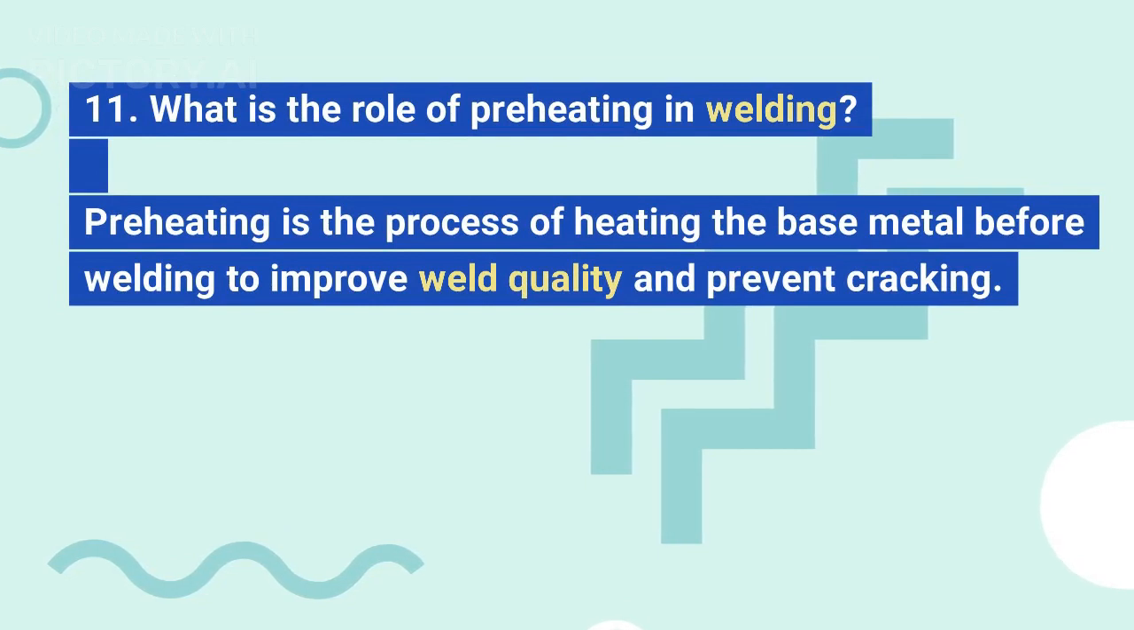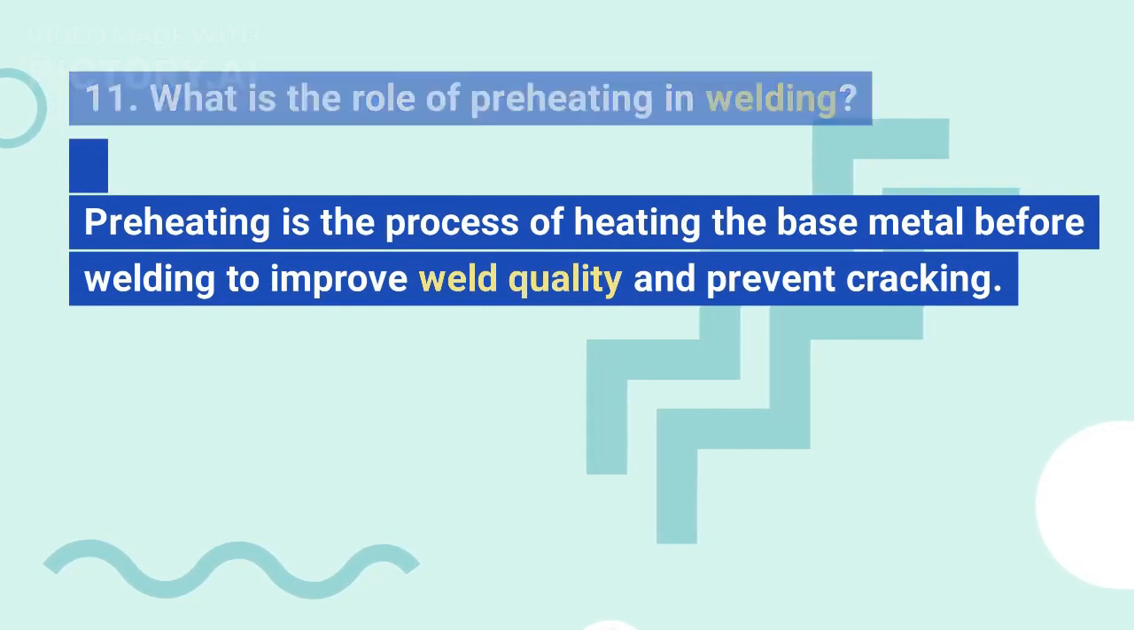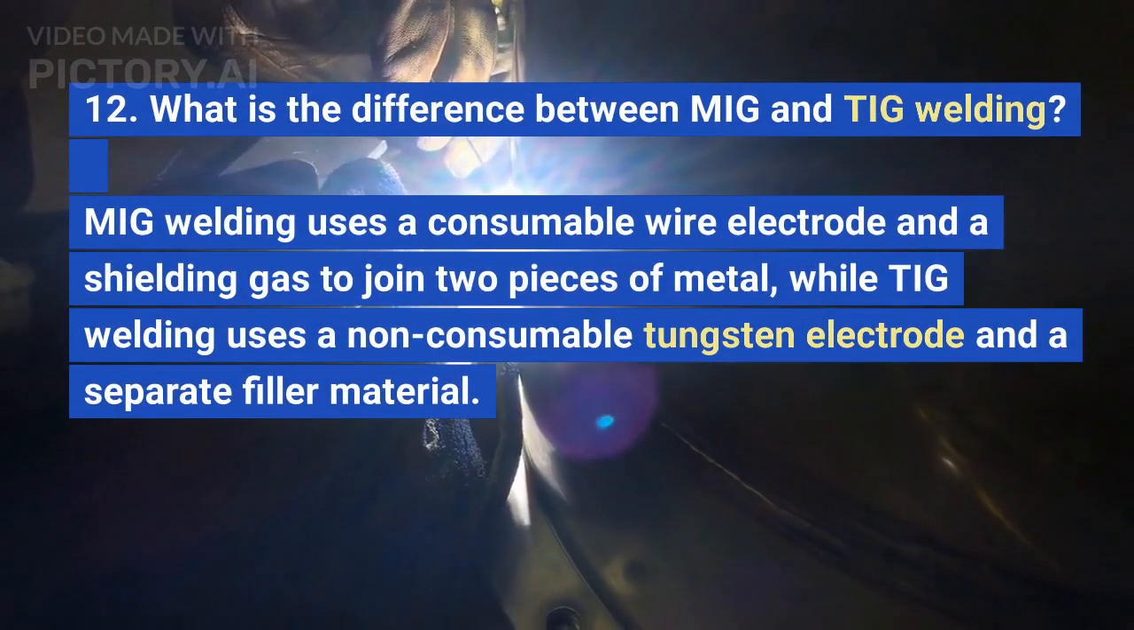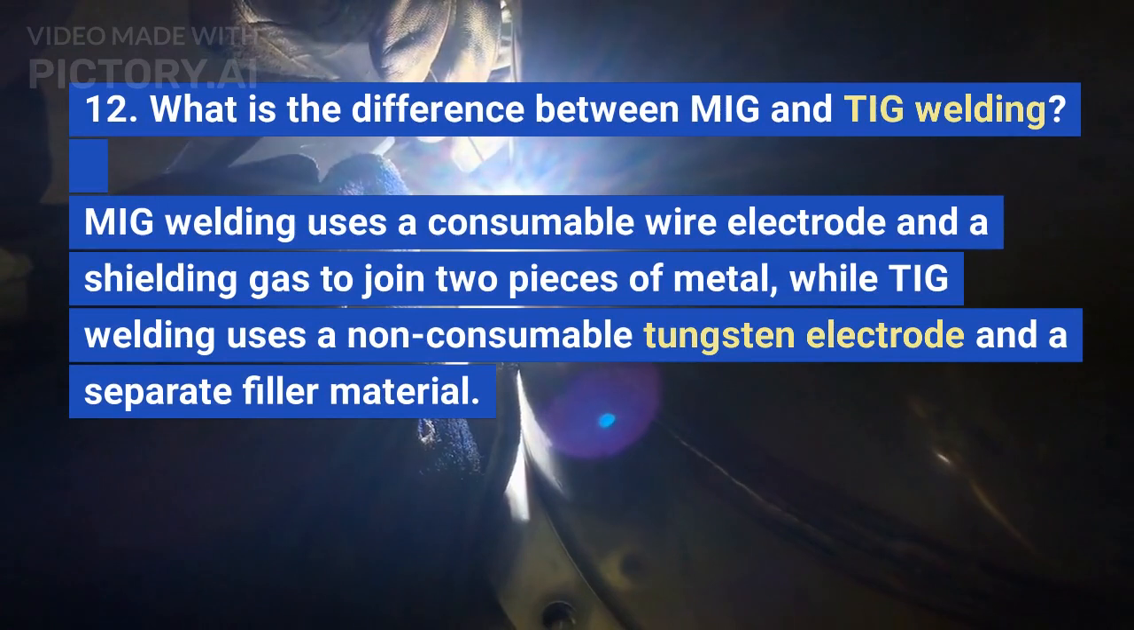Preheating is the process of heating the base metal before welding to improve weld quality and prevent cracking. 12. What is the difference between MIG and TIG welding?